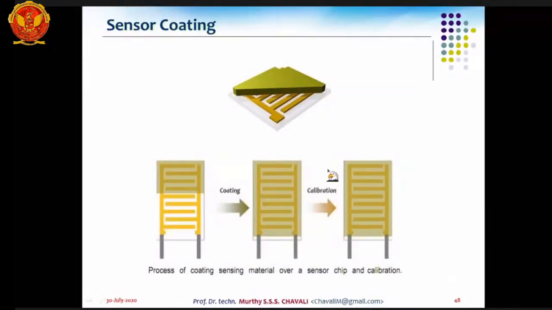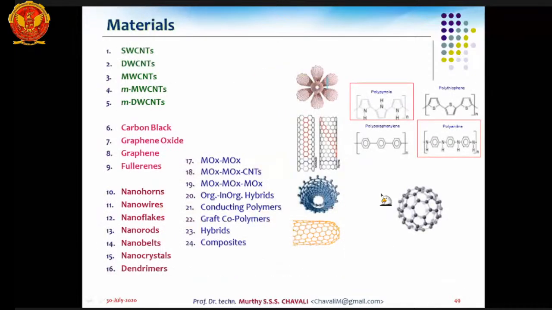So what exactly we do is we develop the chip and then coat it with our transducing material, then subsequent calibration and sensing study. And as I said, most of the materials we use are carbon-based materials like graphene oxide, graphene fluorines, CNTs, and other metal oxides, dual metal oxides, doped with CNTs, triple metal oxides, inorganic-organic hybrids, polymers, composites, etc.